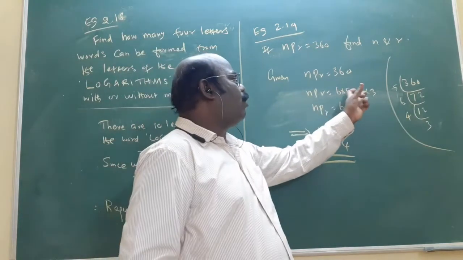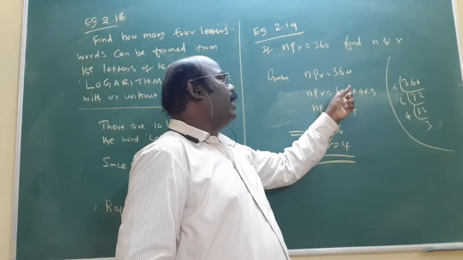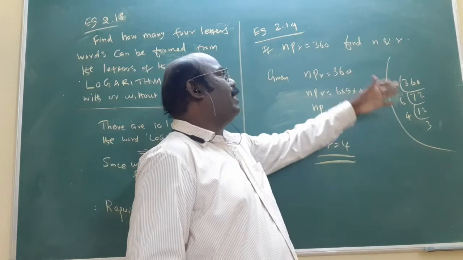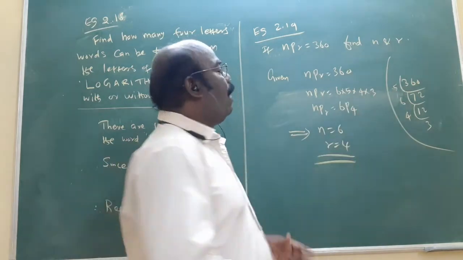How many numbers are there? 4 numbers are there. That's why r is 4. Start with 6, so 6P4. But 360 can be done another way. This is the way. What is another way?